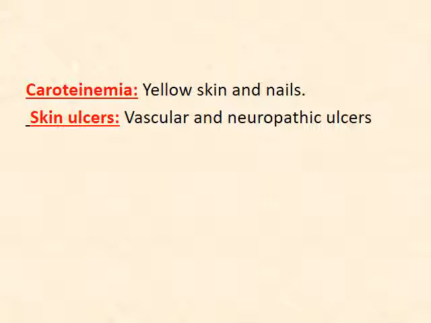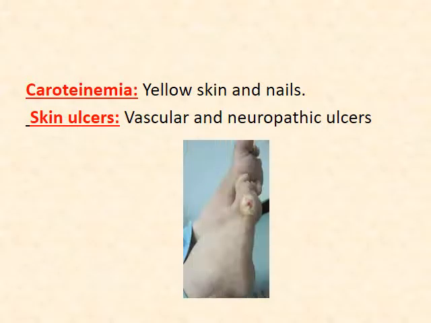Carotenemia, which is a yellowish coloration of the skin and nails. Skin ulcers, like in this photo. There are two types of ulcers, vascular and neuropathic ulcers.